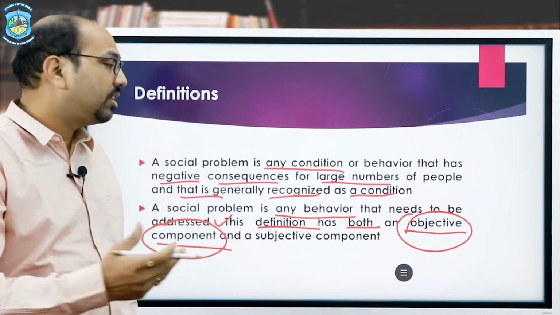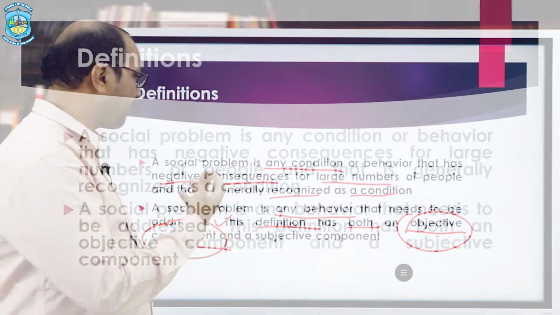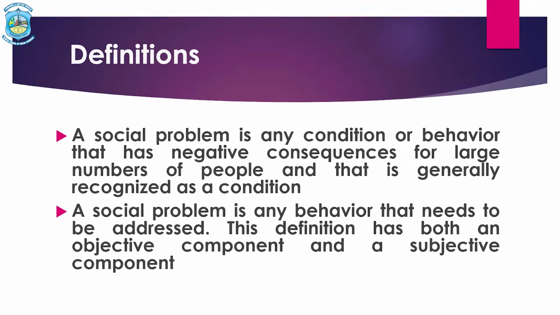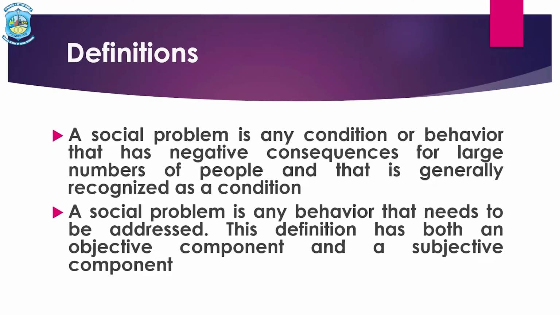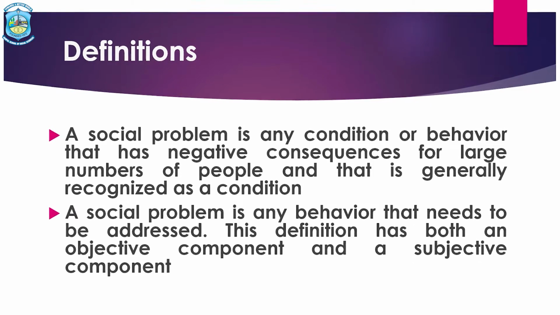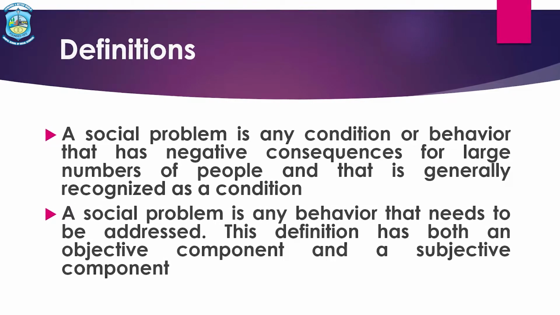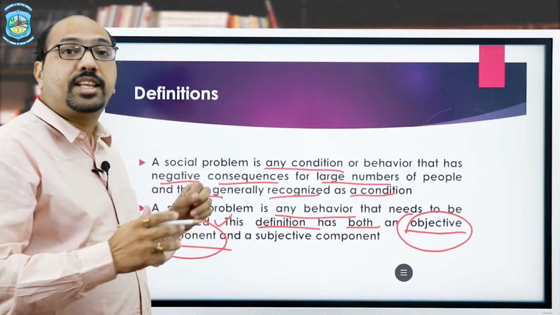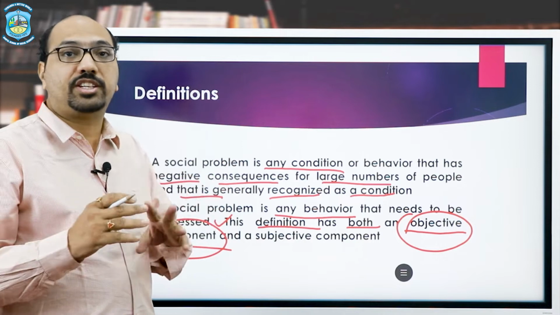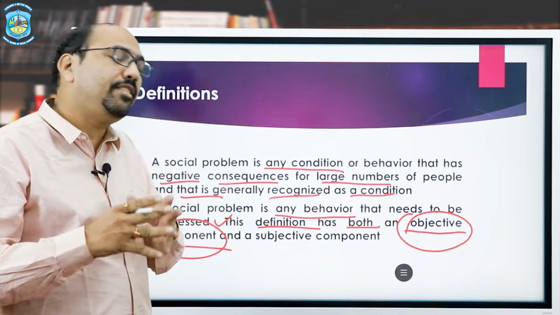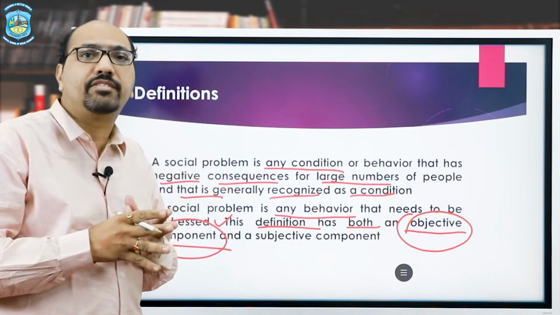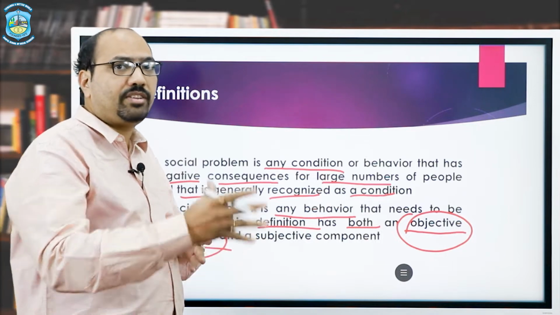We will have a look in the coming slides, but there are two takeaways initially. Number one, any social situation which a large number of people in society believe to have negative consequences for a good number of people. And secondly, that social situation should have two components, that is objective component and subjective component. In fact, that's a rule of nature, that every situation will have these two components. So that we will understand in the coming slides.